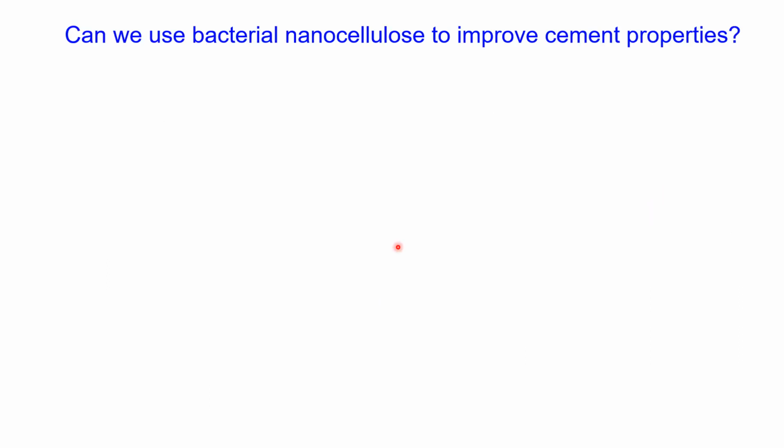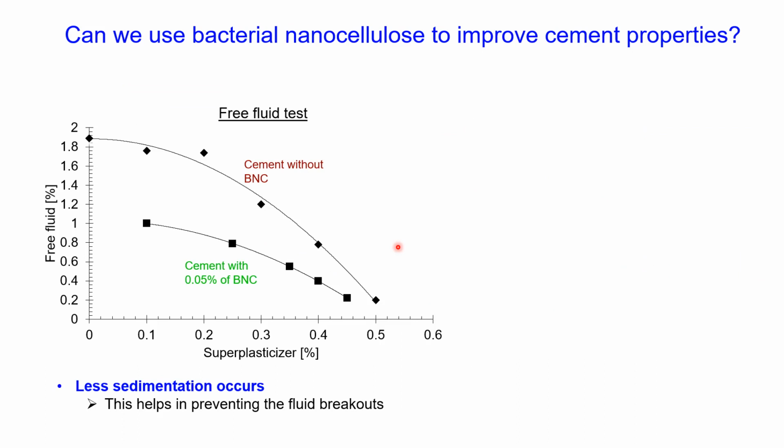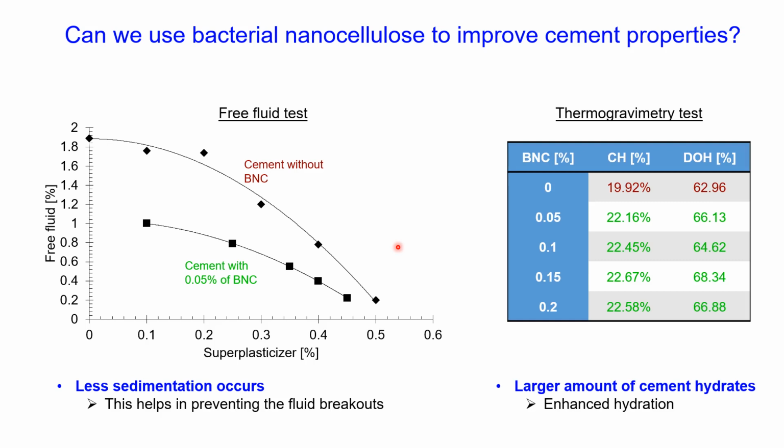Can we use bacterial nanocellulose to improve cement properties? Let's see what happens in uncarbonated samples. In the free fluid test, we observe a lower percentage in samples with bacterial nanocellulose. This indicates that less sedimentation occurred, which may prevent fluid breakout. While in the thermogravimetry test, we can observe a higher amount of cement hydrates and a higher degree of hydration. The increase in hydration is produced by water retained by the bacterial nanocellulose fibers.